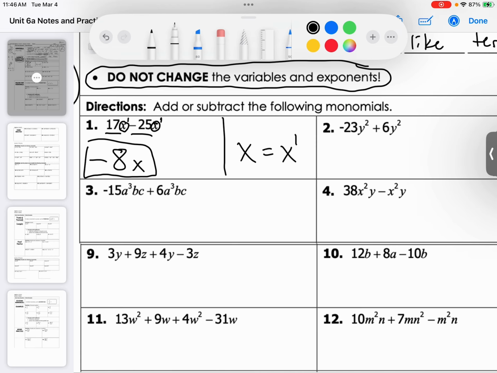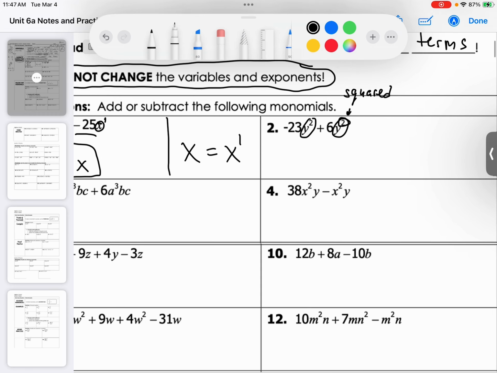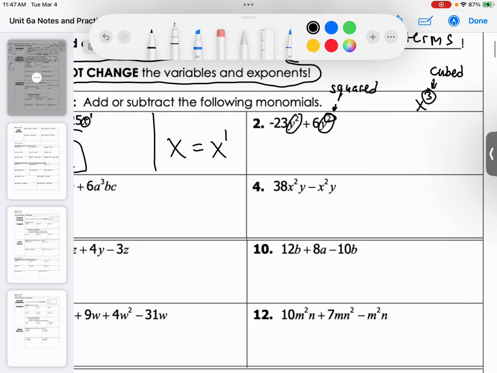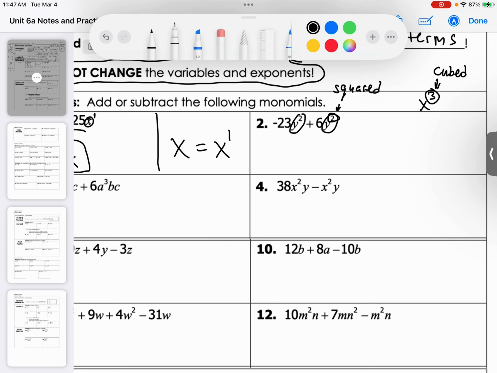On to number 2, I see negative 23y squared plus 6y squared. So for both of these, I see y to the power of 2. If you don't know yet, whenever you see a to the power of 2, we call that squared. So if you hear me say squared, that means we have a power of 2. Also, while we're at it, if you hear me say cubed, that means it's to the power of 3. So if you hear me say something cubed, that means it has an exponent of 3. So squared means 2, cubed means 3.